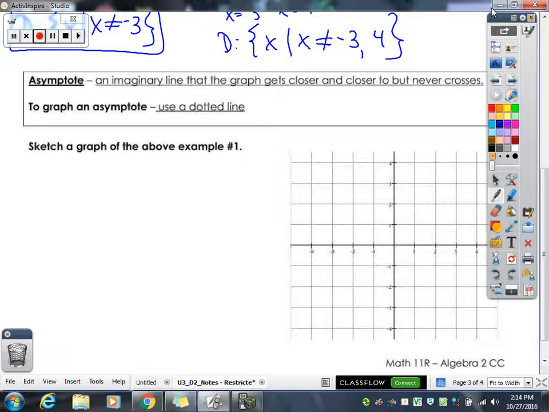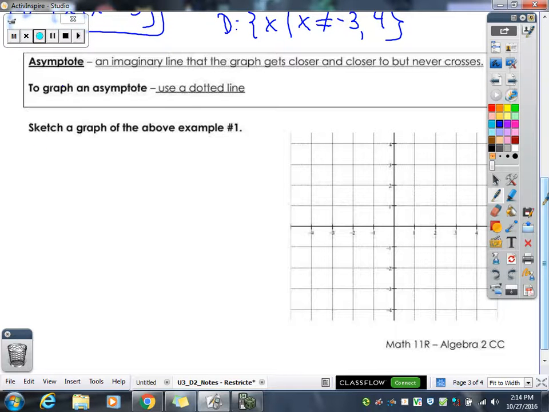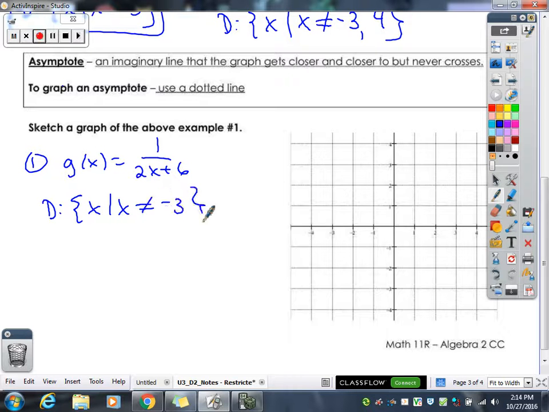So with fractions, to show it graphically what's going on here, I'm just going to redo what we did on top, that g of x is equal to 1 over 2x plus 6. And we got that the domain can be any number as long as it's not negative 3. So at negative 3 is this imaginary kind of invisible line that exists, and it's called an asymptote. The asymptote, the way we graph it on paper, is going to be a dashed line. And it shows where the graph is getting closer and closer to that line, but never crosses it. So you have the definition right there. Imaginary line that a graph gets closer and closer, but never crosses it.